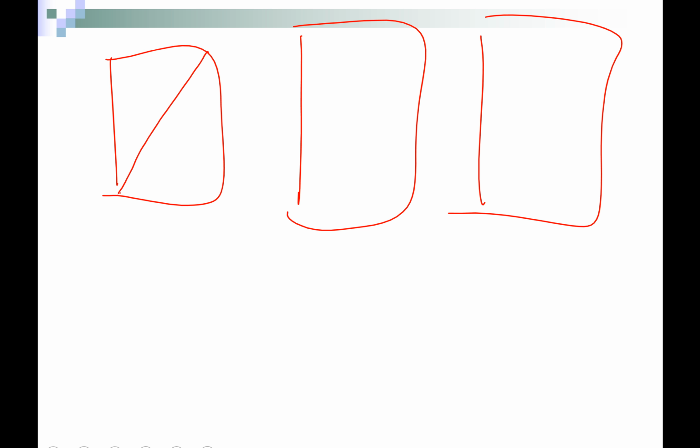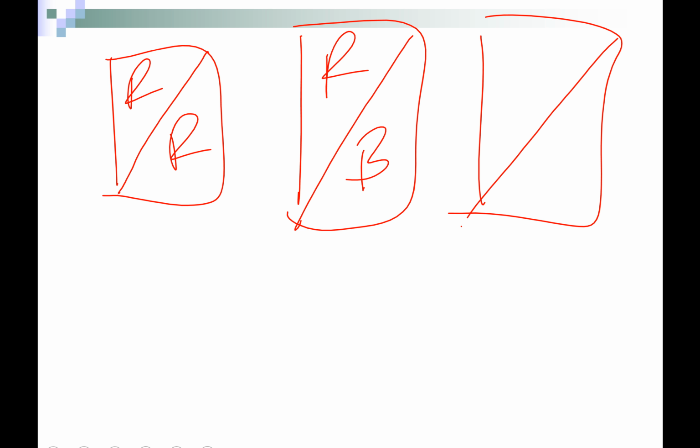And the first card is red on both sides. The second card is red on one side and blue on the other side. And the third card is blue on both sides. Okay, so these 3 cards are randomly shuffled, and you reach into a hat and you pull one of the cards out, and you see a red side. Okay? Now, the question is, what's on the other side? Is it red or is it blue? And you have to decide.